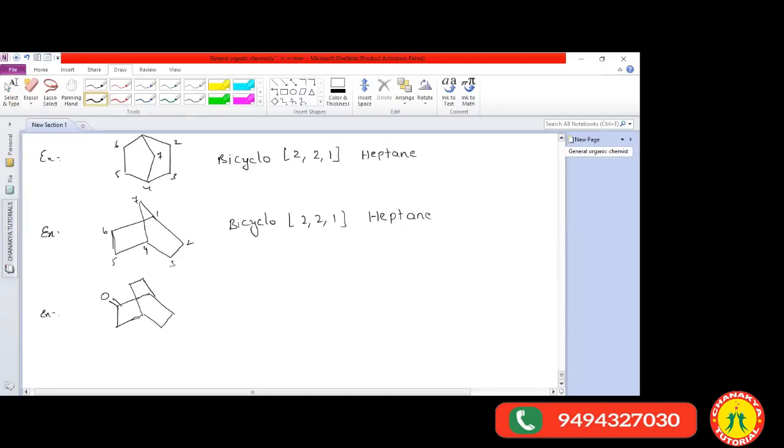So we can start the numbering from here. 1, 2, 3, 4, 5, 6, 7, 8 are there. Sir, total bicyclo 2, 2, 2 octanol. Octan-2-ol, the 2-ol. Two-one.